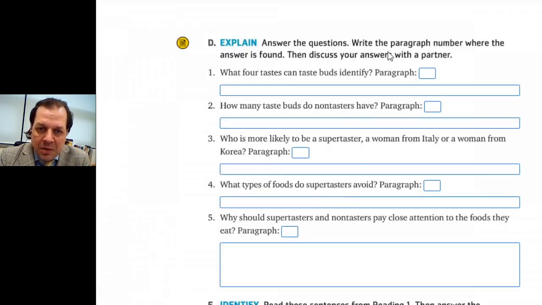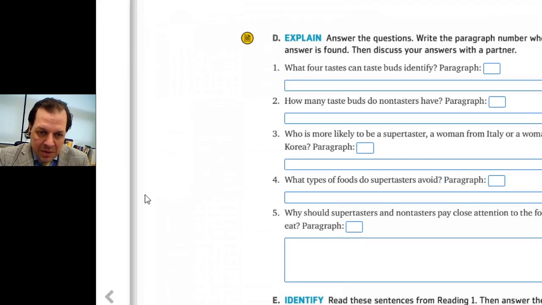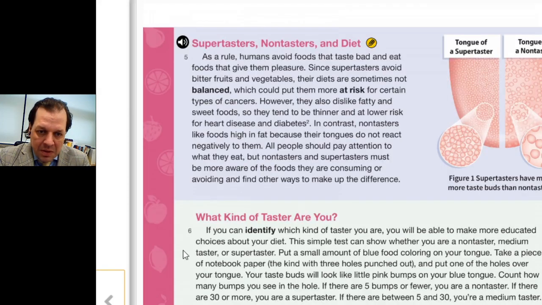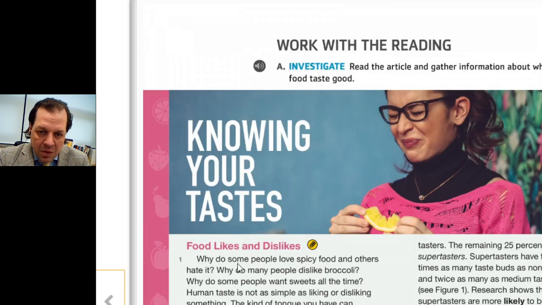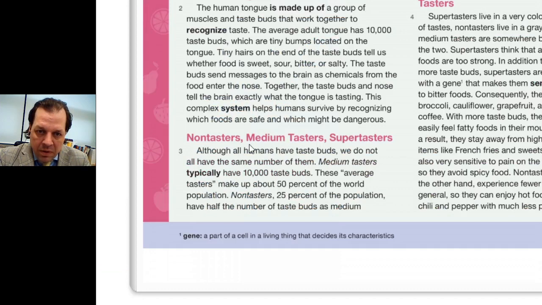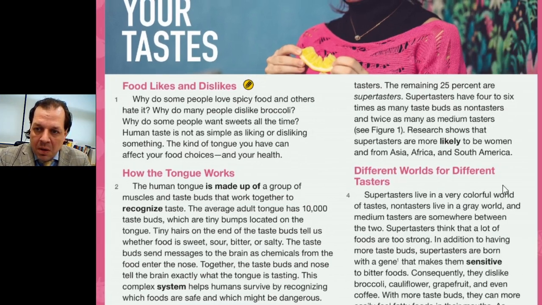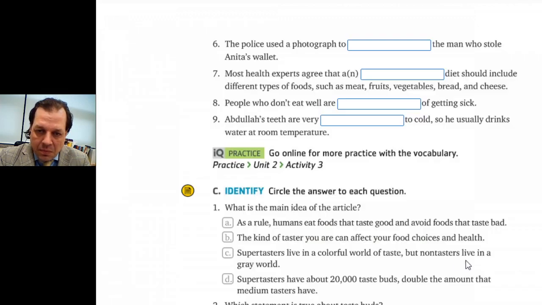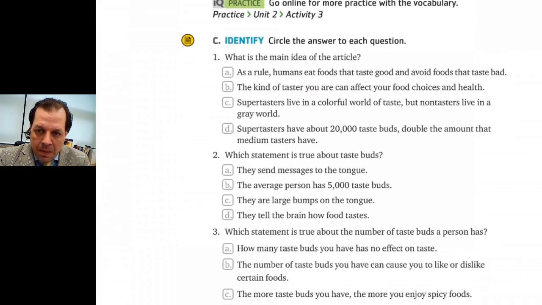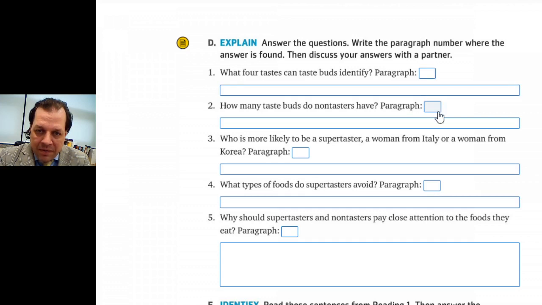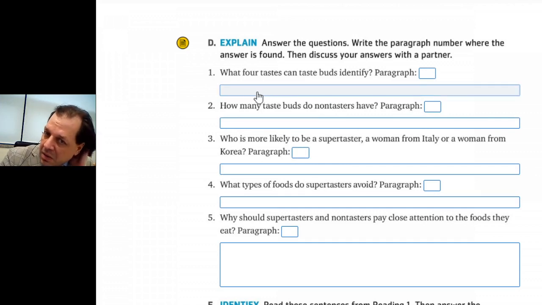Part D is answer the questions and write the paragraph number where the answer is found. So if you go back to the reading, you'll notice 6, 5, 4, 3, 2, 1. These are the paragraph numbers. There's 6 altogether. So, if that's the case, which paragraph? 1 to 6. And then, what's the answer?